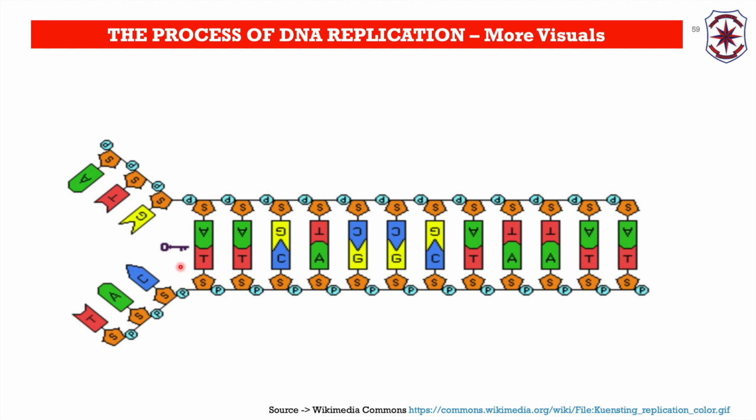And then we said that the following step, both of them will act as a template. A template for what? A template for free-floating DNA nucleotides to attach to. Okay? And once the free-floating DNA nucleotides attach themselves to both strands, two new DNA molecules, two identical DNA molecules will be formed, one with an old strand and one with a new strand.